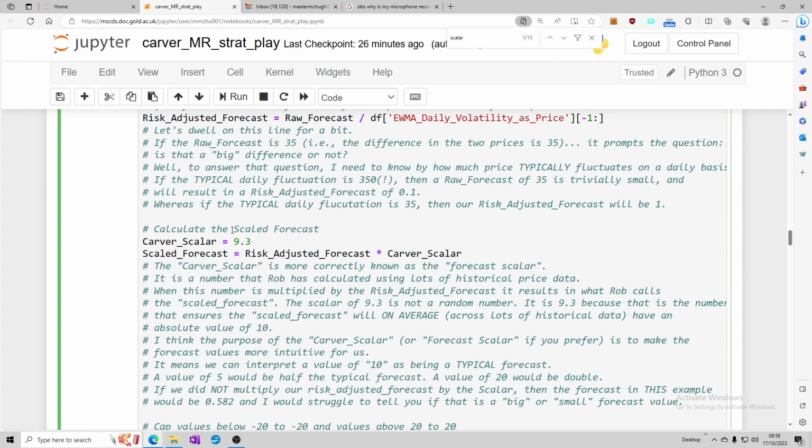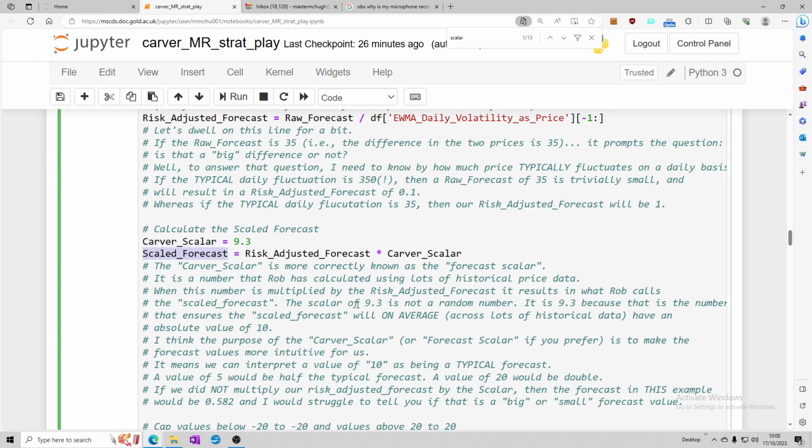We then move on to calculate the scaled forecast, which is the risk-adjusted forecast we just calculated, multiplied by what I have called the Carver scalar. And the Carver scalar is 9.3. It is more correctly known as the forecast scalar. It is a number that Rob has calculated using lots of historical price data. When this number is multiplied by the risk-adjusted forecast, it results in what Rob calls the scaled forecast.